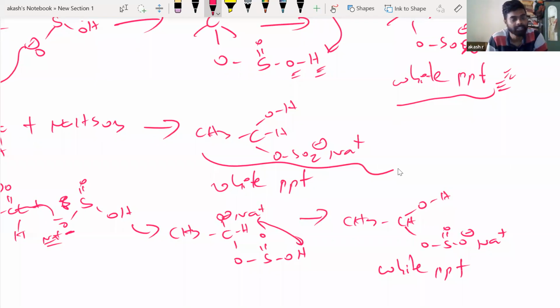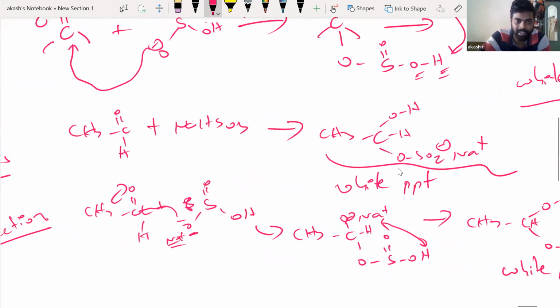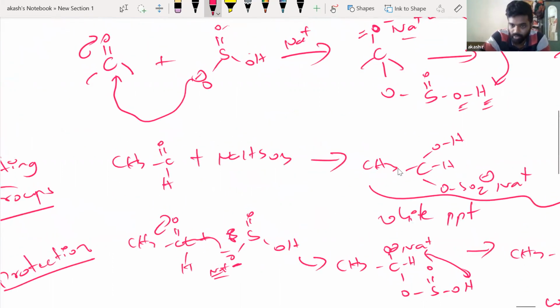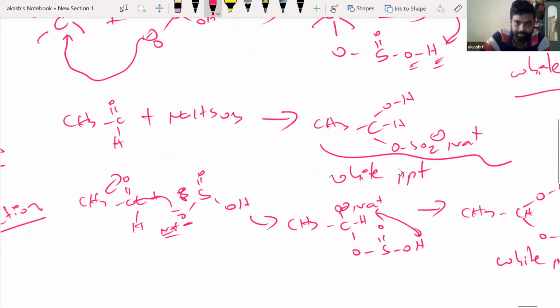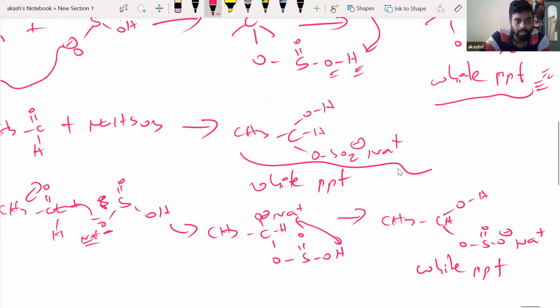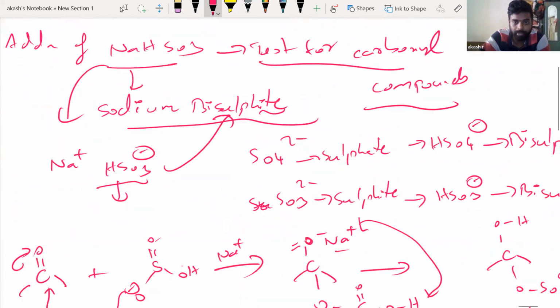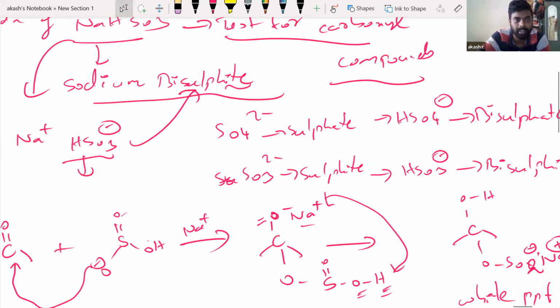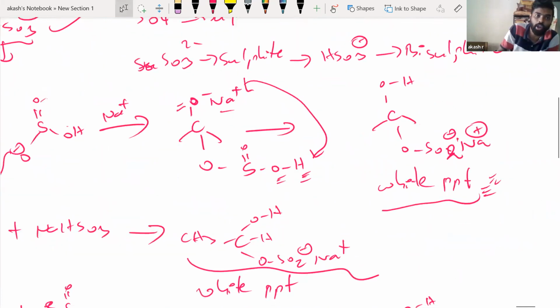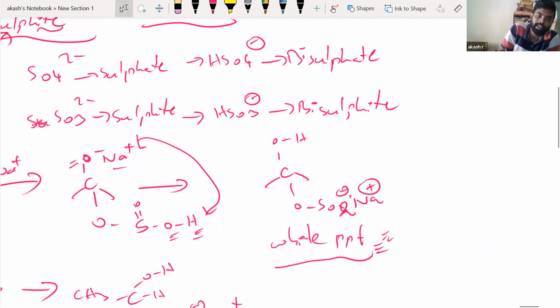All right, so that is the next example of nucleophilic addition reaction, bisulfite addition. Easy, right? They will not ask you many questions in this. They will just tell you maybe in the form of a test or in the form of this white precipitate, and some questions can come. So that is about your bisulfite addition.